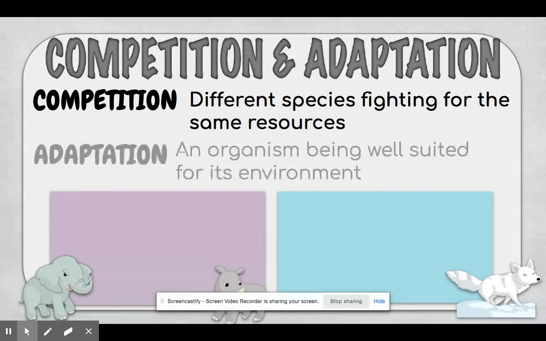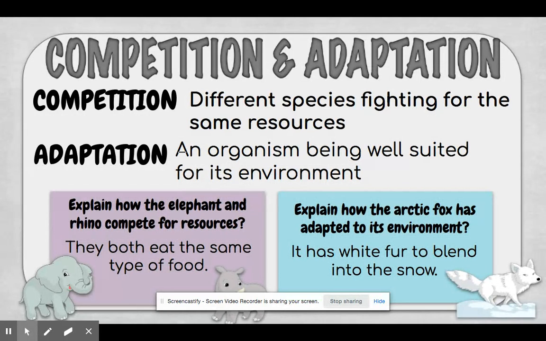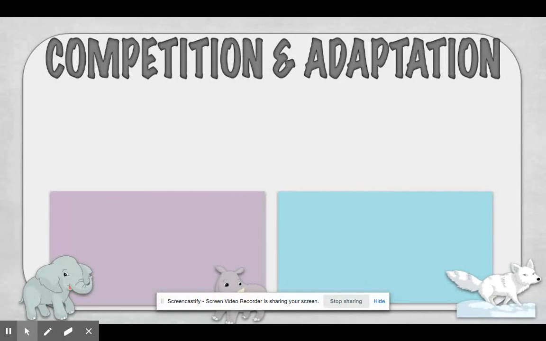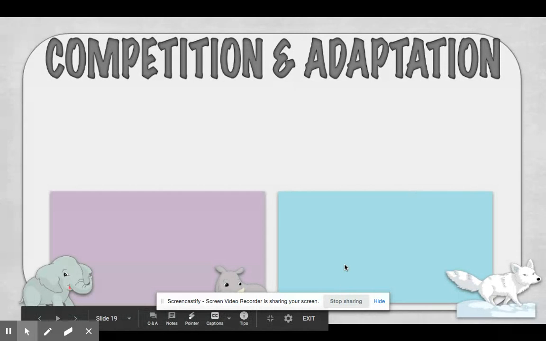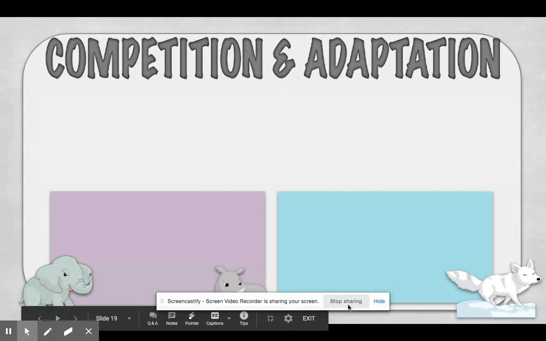Now, we have not talked yet about competition and adaptations. That's something we're going to cover a little bit later. So we are going to stop here. But that is just a quick review of different biomes and different vocab words we've talked about throughout our ecosystems unit. Okay, bye.